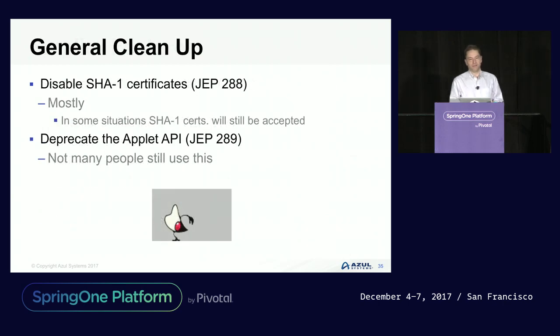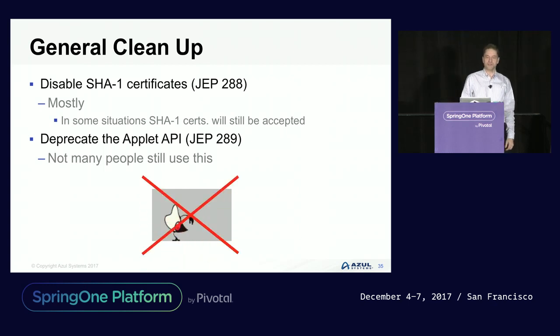General cleanup. Disable SHA1 certificates, so the idea is that those shouldn't be accepted anymore, almost completely, but there are some situations where SHA1 certificates still need to be accepted, so they have left those behind. The applet API has been deprecated, so anybody still using applets? No, I don't see anybody. Okay, well that's good to see because Tumbling Duke has gone. No more tumbling.